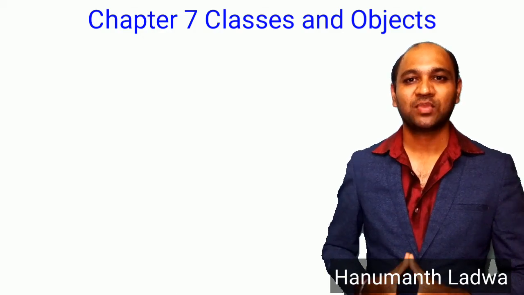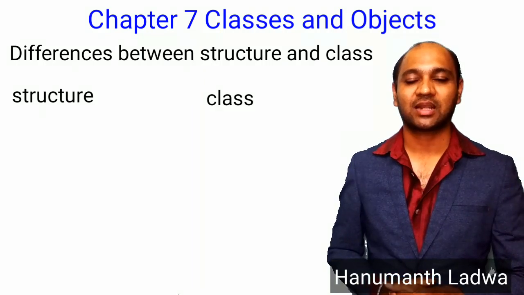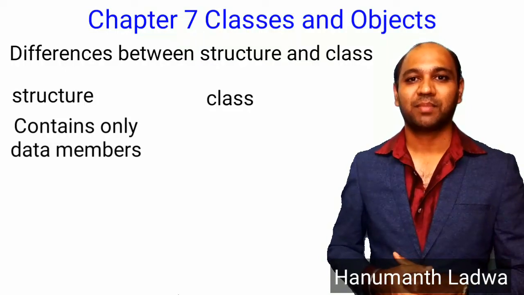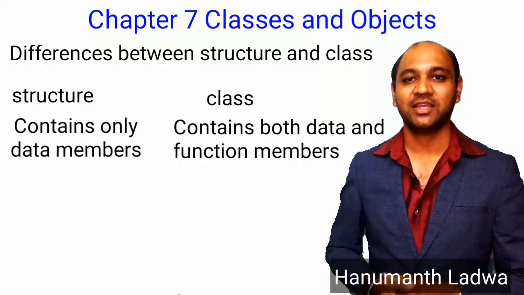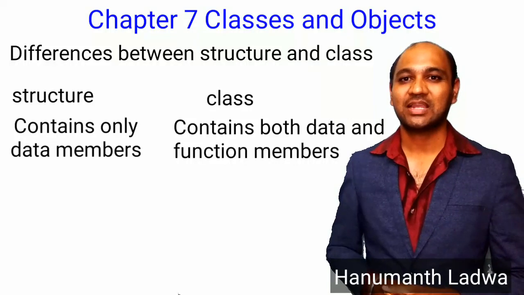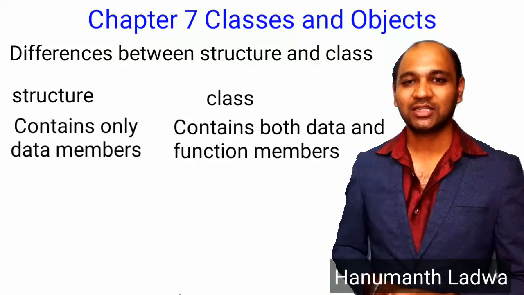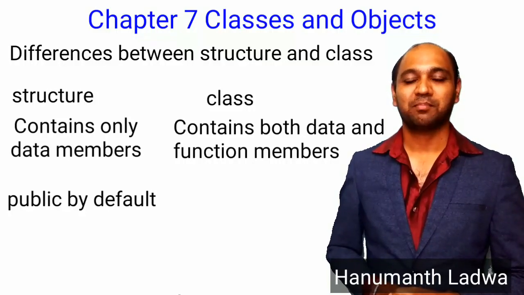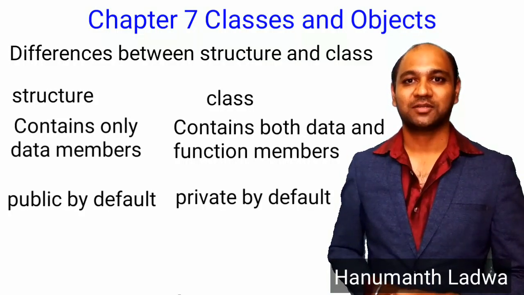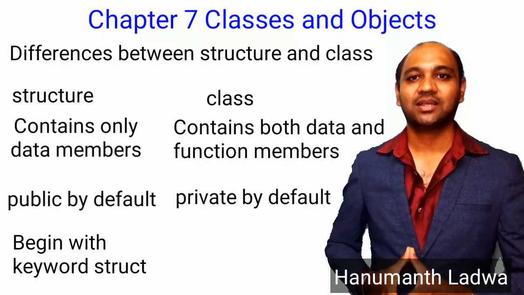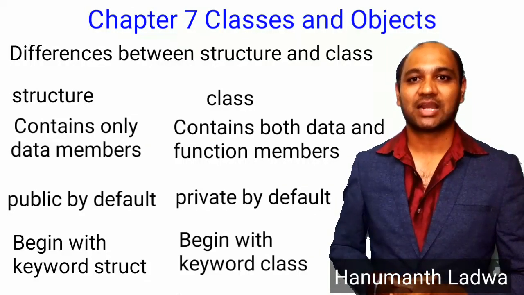Now let us study differences between structure and class. In a structure we were defining only the data members, not the function members. But in the class we were defining both data members as well as function members. In case of structures, all the data members are public by default, but in a class all the members are private by default. Structure definition starts with the keyword struct, and the class definition starts with the keyword class.